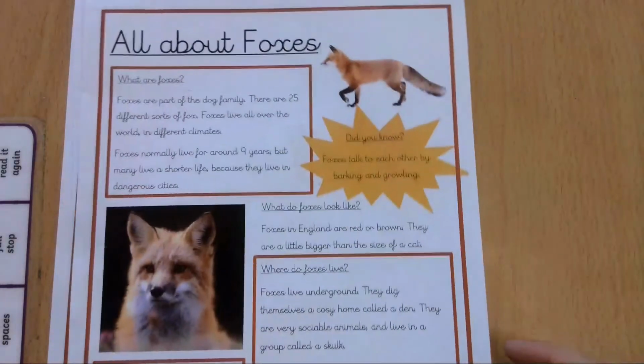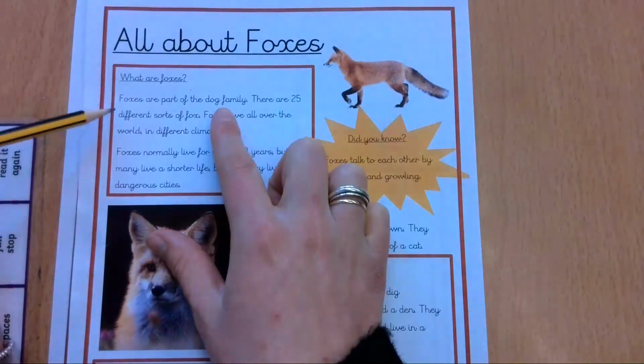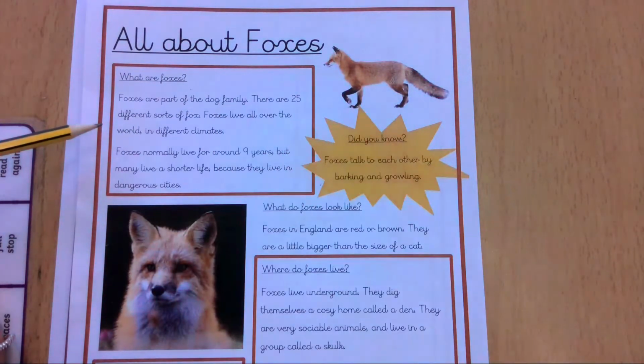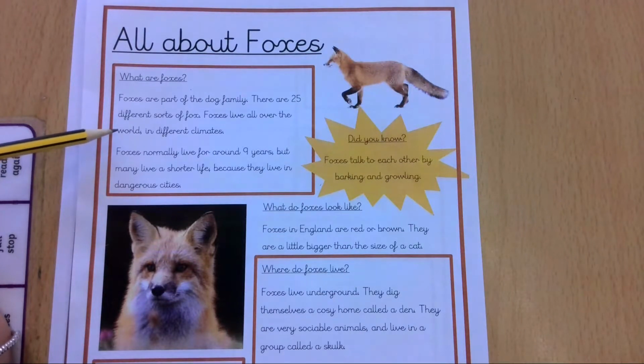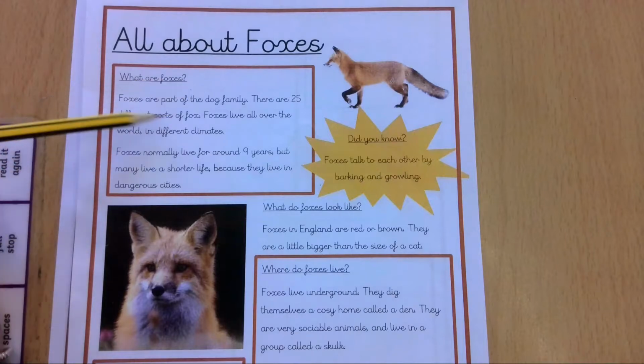Now we're going to look at this part of the text. What does this tell us? Foxes are part of the dog family. There are 25 different sorts of fox. Foxes live all over the world in different climates. So this tells us which family dogs are in and where they live.